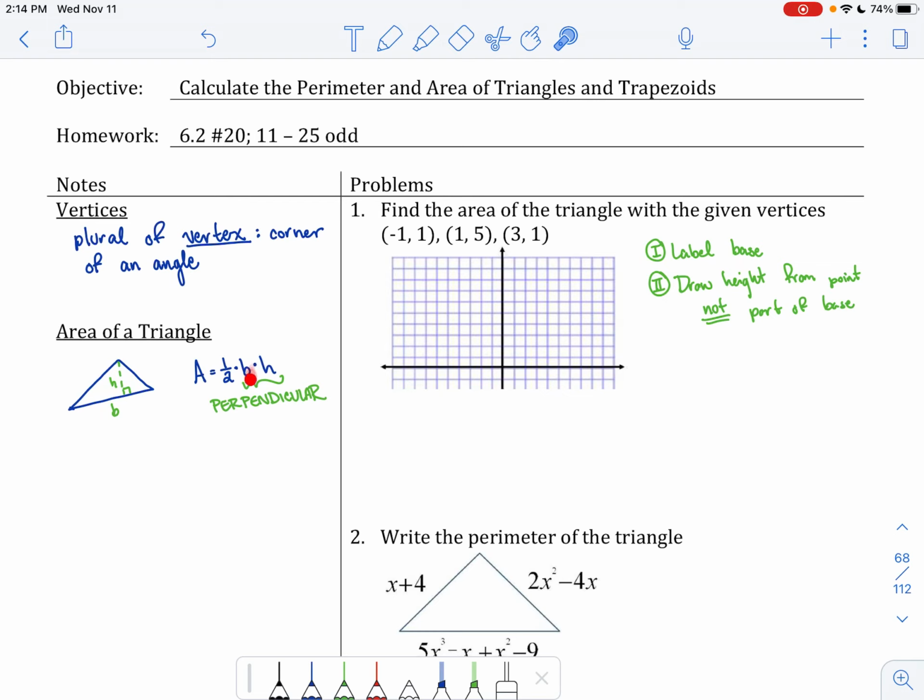And the area is base times height again, but it's just a half with a triangle. And again, it doesn't matter the orientation because we are talking about things that are perpendicular, like so. Now here in number 1, it says find the area of the triangle with the given vertices -1, 1, 1, 5, and 3, 1. So the first thing I'm going to do is graph those out.